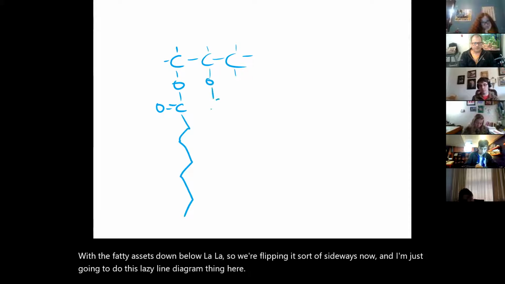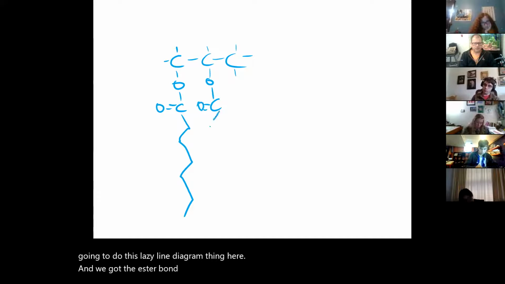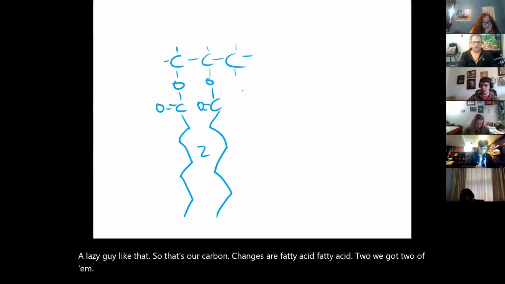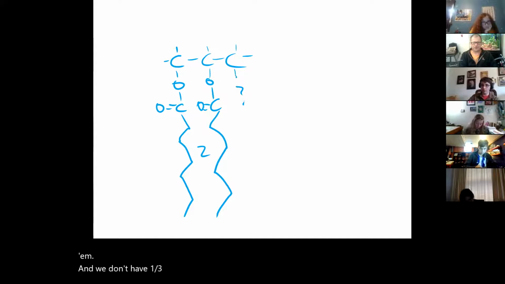And we have the ester bond here. And then we'll do a lazy line like that. So that's our carbon chain. This is our fatty acid 2. We got 2 of them, and we don't have a third one. That's just a hydrogen now. And instead we have a phosphate here.